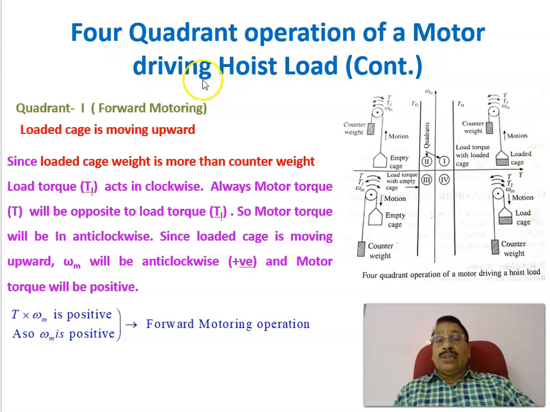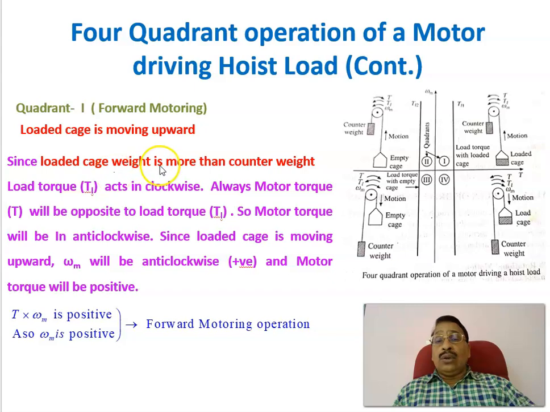Continuing with quadrant operation of a DC motor driving a hoist load. First quadrant of operation, as I already explained, is what we call forward motoring. In that case, the loaded cage is moving upward. This is the process that is done in forward motoring.